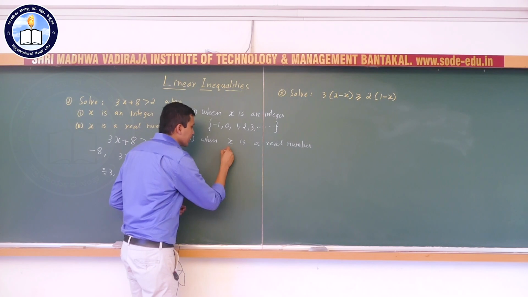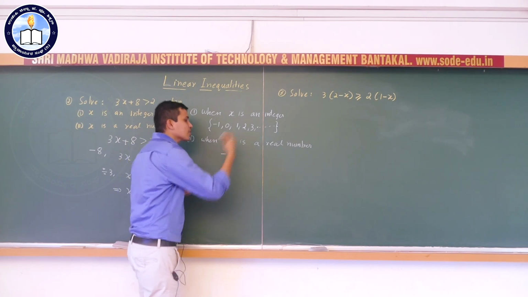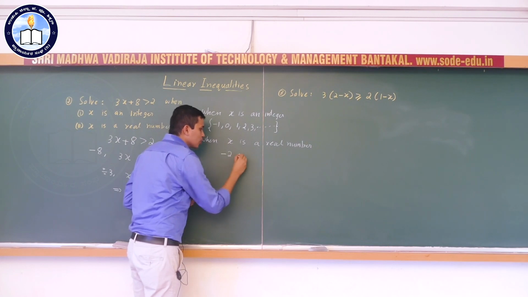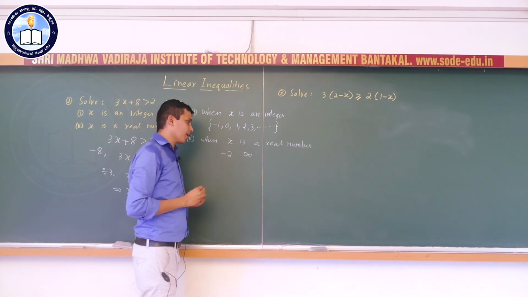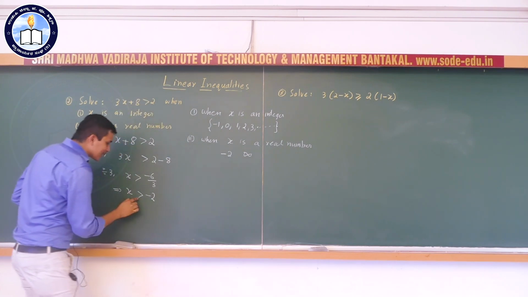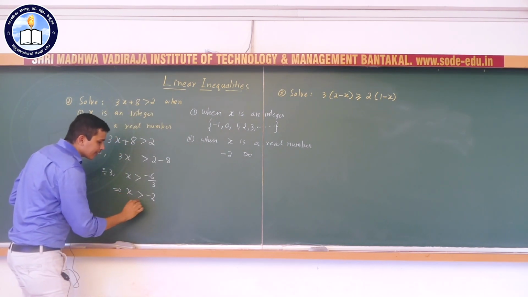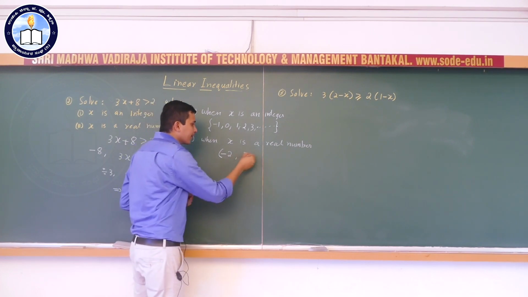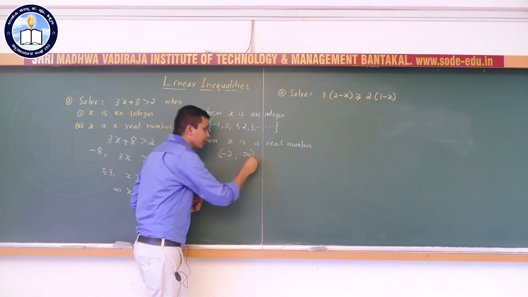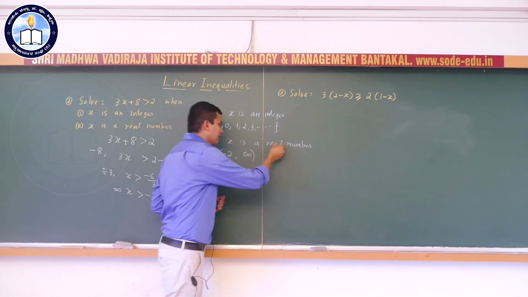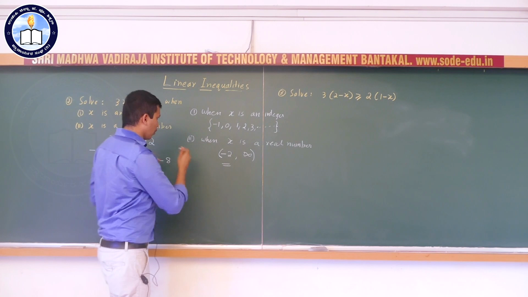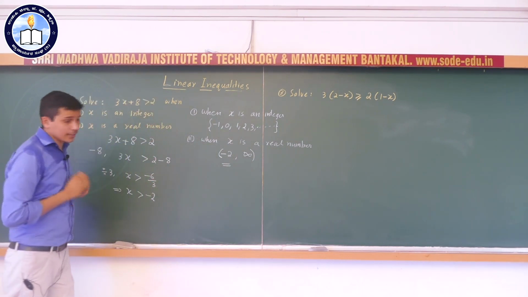So x is greater than minus 2. I can write it as from minus 2, going greater, till infinity, right? But x is a strict inequality here, x is greater than minus 2. So that's why this is an open interval. And infinity also we are taking as an open interval, because infinity does not belong to the real numbers. So this is your solution set. So this is the second question. I hope it is understood.